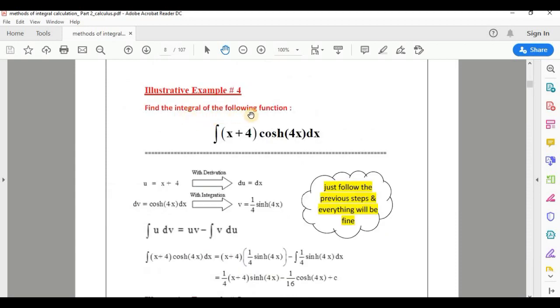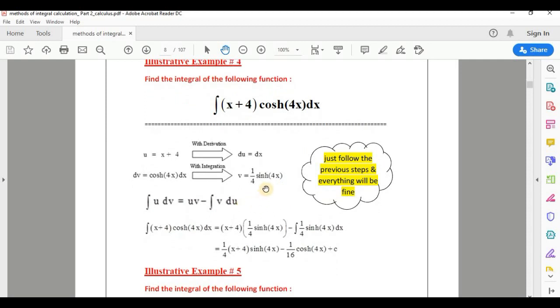Find the integral of the following function. We have this function. How will we find it? Just follow the previous steps and everything will be fine. We'll take the assumption for u and dv. u will be equal to x plus 4, and dv will be this part, the hyperbolic cosine of x dx. Then with derivation of our assumption, it will be du equal dx, and with integration for this assumption, we will get this result.